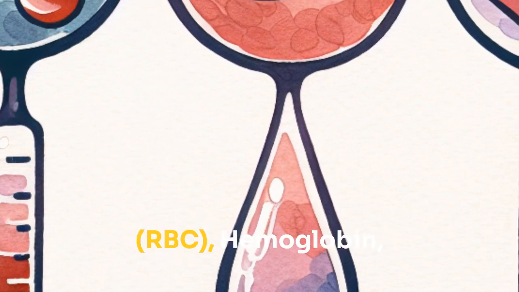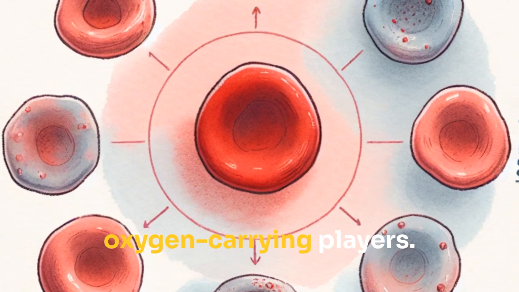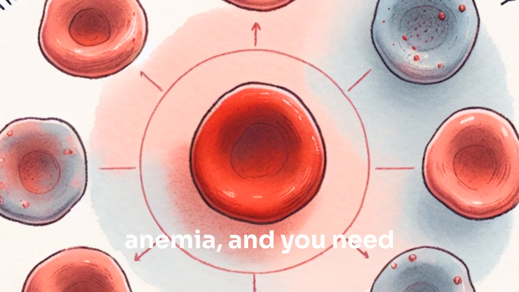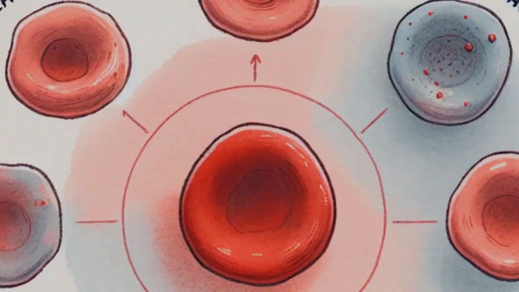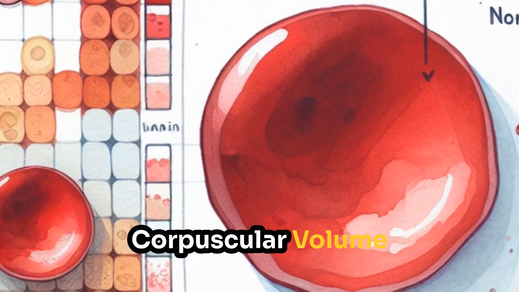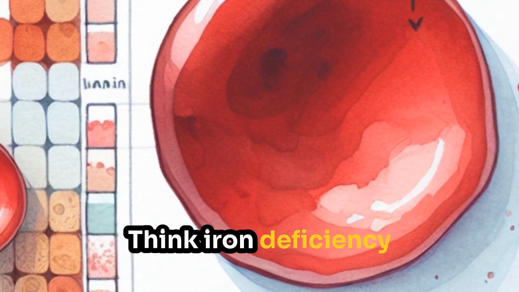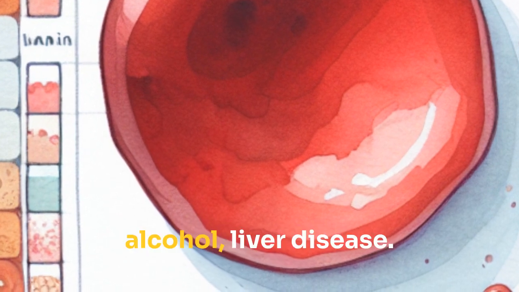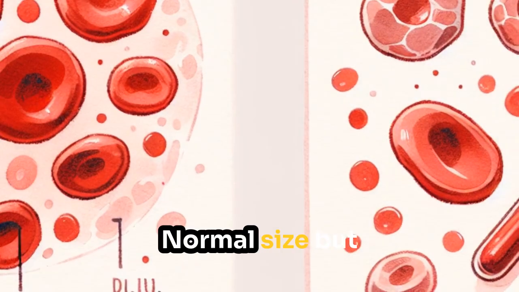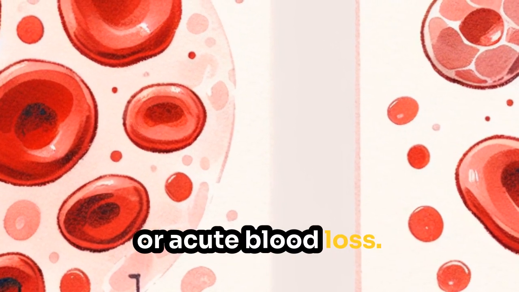Red blood cell count, RBC, hemoglobin, hematocrit. These three are your oxygen-carrying players. Low values point to anemia, and you need to dig deeper. Look at MCV next. MCV, mean corpuscular volume. This tells you the size of red blood cells. Small, think iron deficiency or thalassemia. Large, B12, folate deficiency, alcohol, liver disease. Normal size but still anemic? Could be chronic disease or acute blood loss.